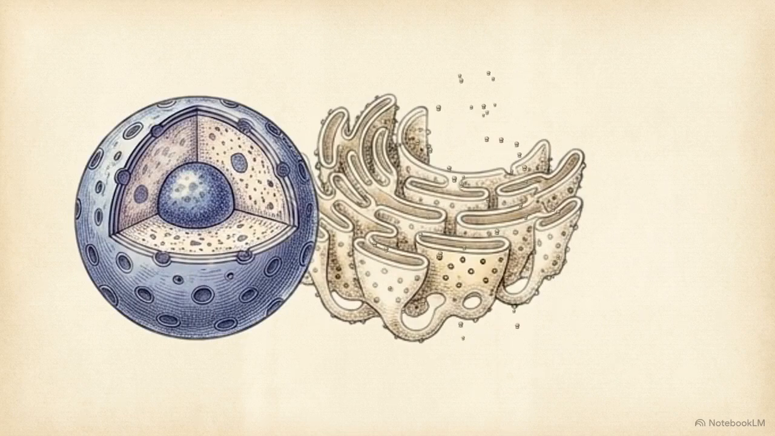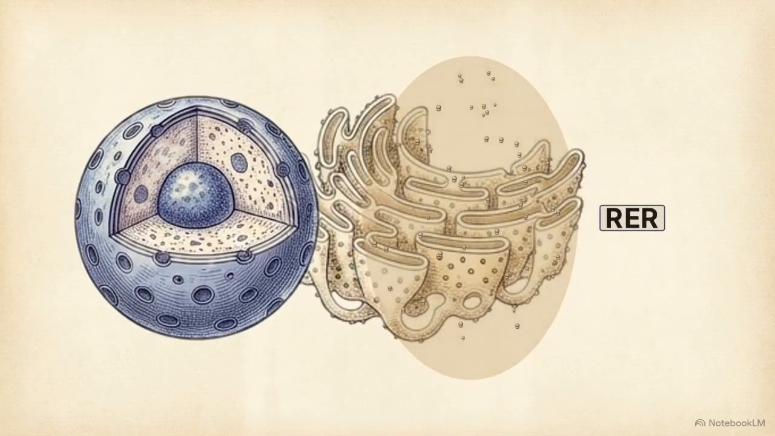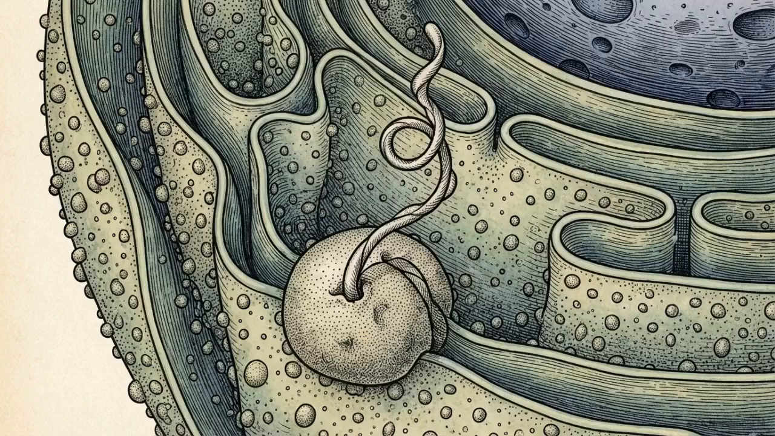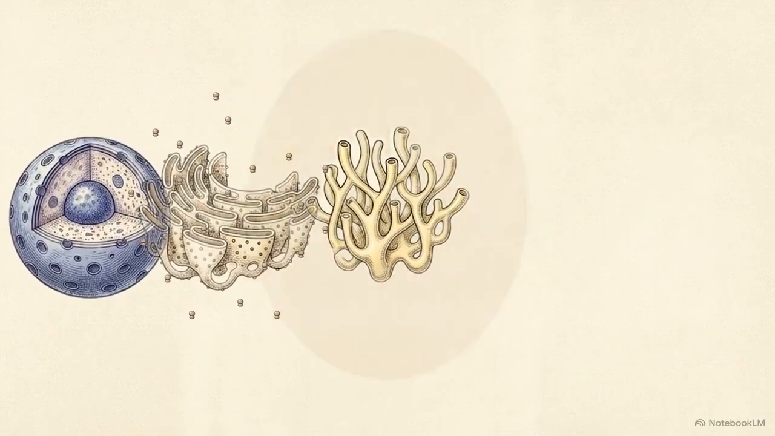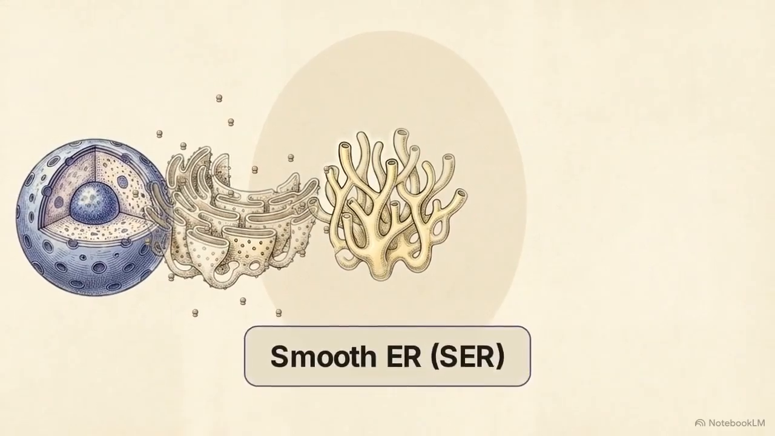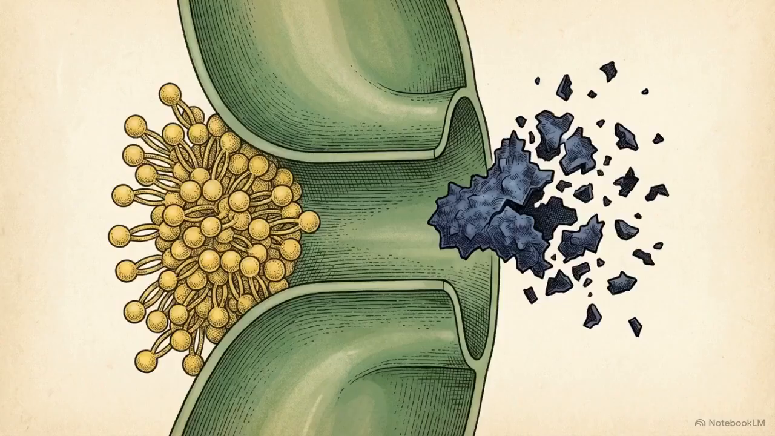The section studded with small dots is the rough ER. Those dots are ribosomes. Their presence makes the rough ER the primary manufacturing site for synthesizing proteins. The outer sections lack these ribosomes, giving them a smooth appearance. This is the smooth ER. Without ribosomes, the smooth ER handles a different chemical workload, synthesizing lipids and detoxifying harmful byproducts.